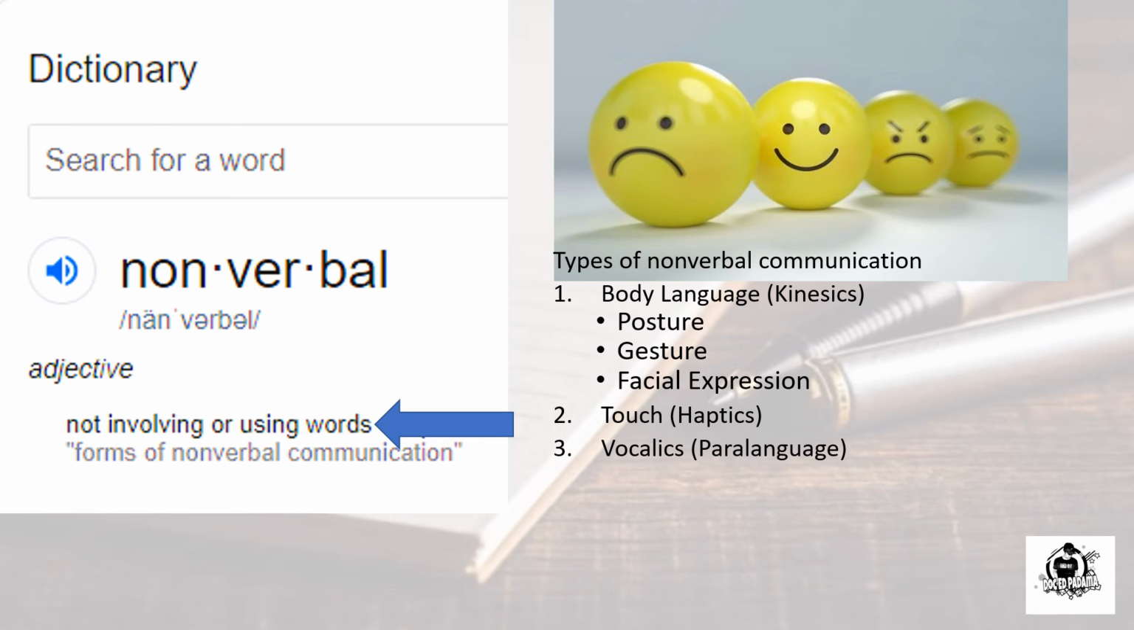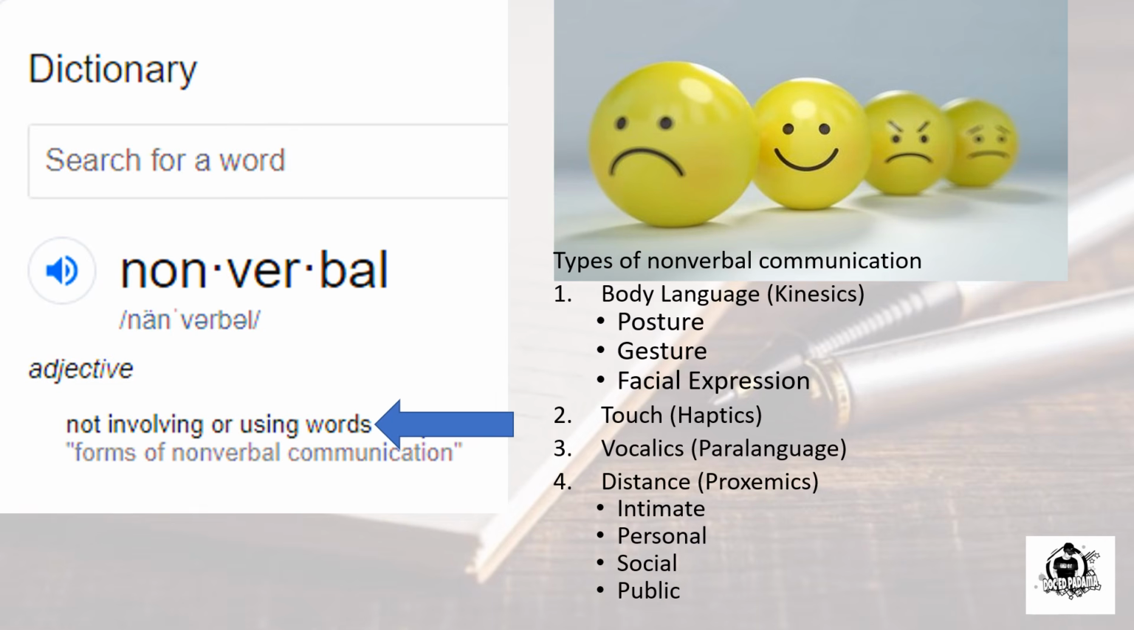Vocalics or paralanguage. Paralanguage is meta-language or beyond language. So there is no word used, but there are sounds coming out of your mouth. And that is paralanguage. So when you shout without using words, that is an example of the use of paralanguage.